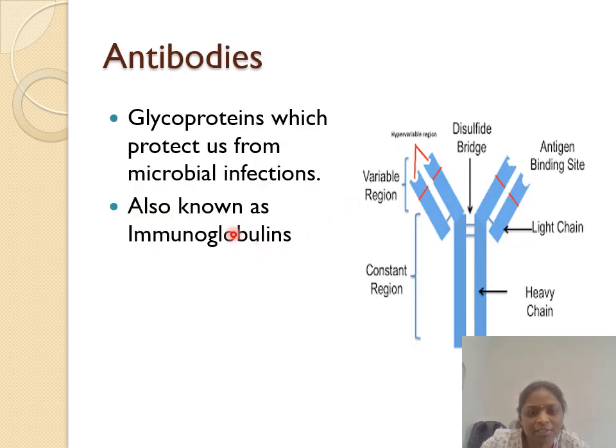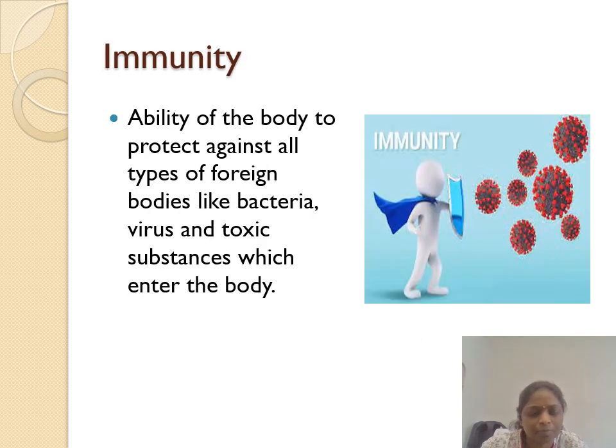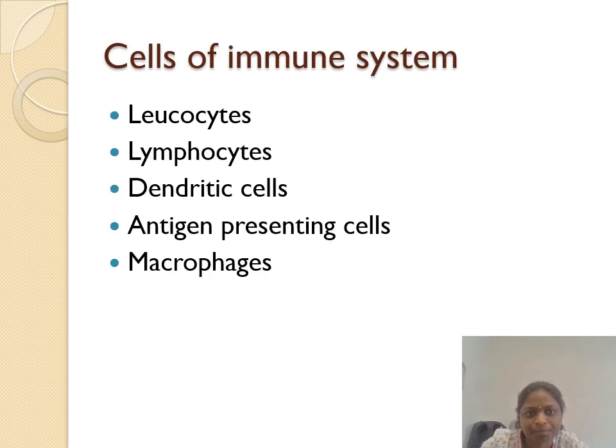Coming to the antibodies. Antibodies are glycoproteins which protect us from microbial infection by binding with an antigen. These are also known as immunoglobulins. Next, coming to immunity. What is immunity? The ability of the body to protect against foreign particles which enter the body, we call it immunity.